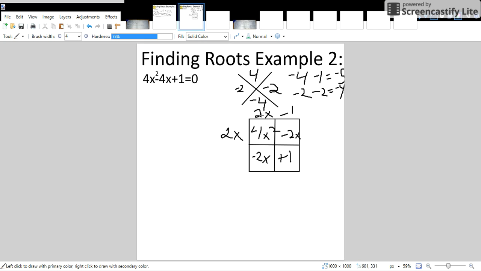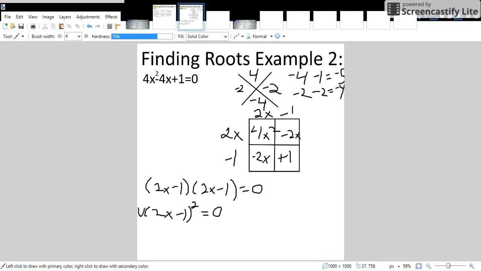Okay, so now what times 2x gives you a negative 2x? That would be a negative 1. So we're going to write out our factored form. 2x minus 1 and 2x minus 1. And then don't forget the equals 0 because it's now an equation. Since these two binomials are exactly the same, we could rewrite that as 2x minus 1 squared equals 0.